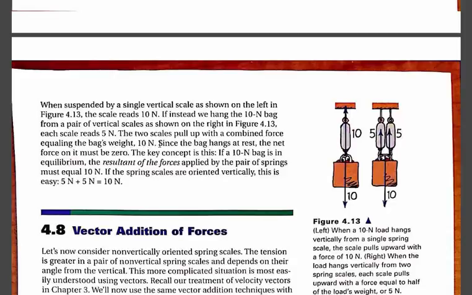Since the bag hangs at rest, the net force must be equal to 0. The key concept is this: if a 10 newton bag is in equilibrium, the resultant of the forces applied by the pair of springs must equal 10 newtons. In other words, together they must provide 10 newtons, so each one provides 5. If the spring scales are oriented vertically, this is easy. 5 plus 5 equals 10 newtons.